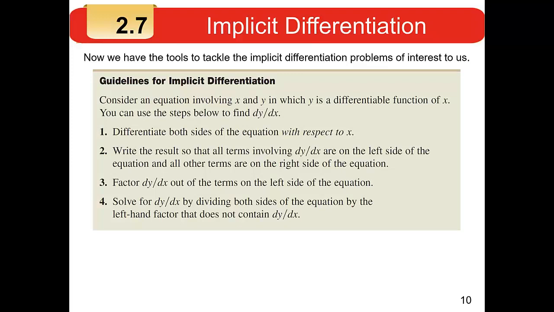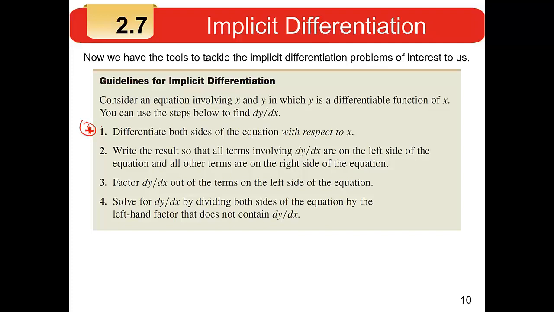I do want to sort of list out the guidelines in general, that you go through these steps as you work these problems. The first step is to take the derivative of both sides of the equation. And remember, you don't have an equation that has y equal to. You've got some equation that has x's and y's mixed together. So the first thing you do when you do an implicit differentiation problem is just take the derivative of both sides with respect to x.